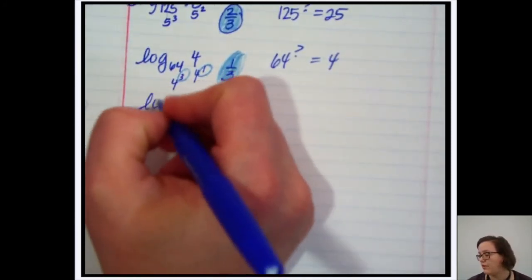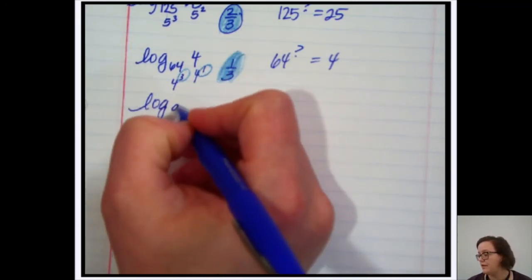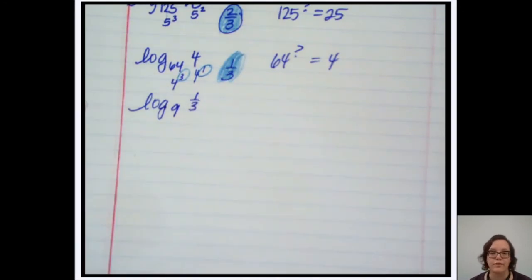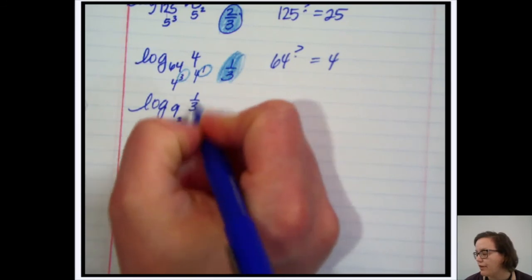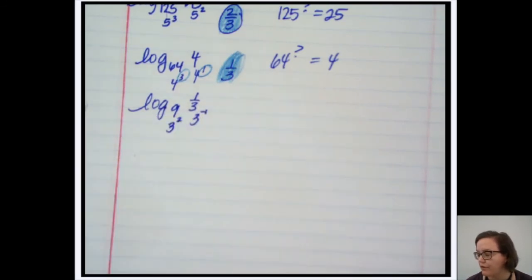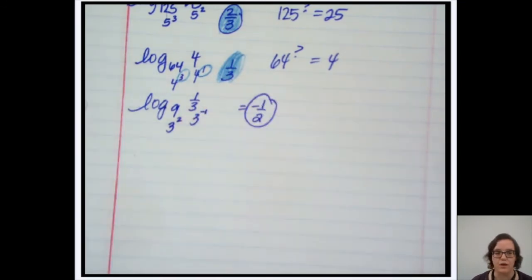So what about log base 9 of 1/3? Okay. So here we do have a location issue, right? Top was big, now it's the smallest, so we do have a negative. Okay. But we can still look at it this way. 9 is 3 squared. 1/3 is 3 to the negative first. So this is a negative 1/2 power. Okay.